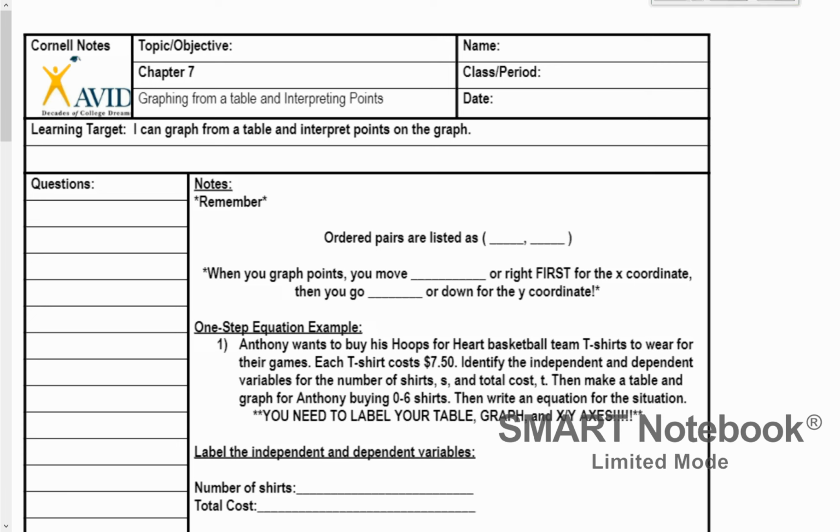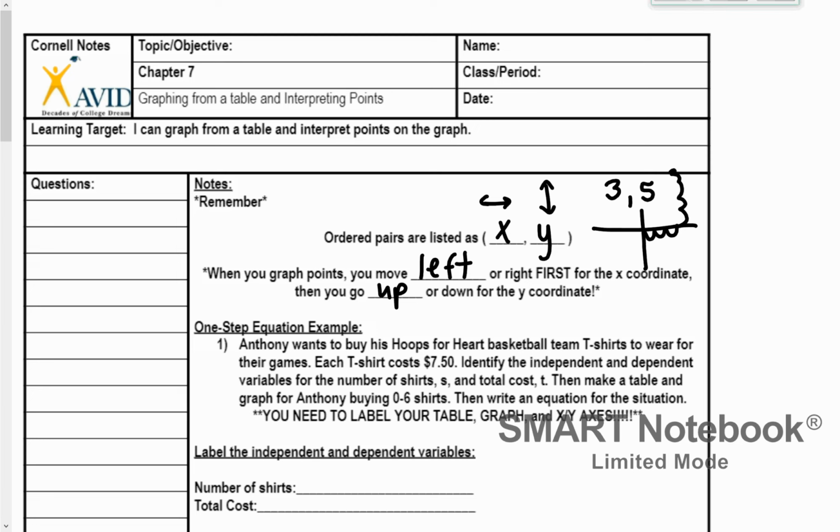So we need to remember that ordered pairs are listed as x, comma, y. Okay, where x goes left or right, and our y goes up or down. Okay, we always have to move left or right before we go up or down. So if we have a point that's like 3, 5, we have to go over 3 and then go up 5 to put our point.